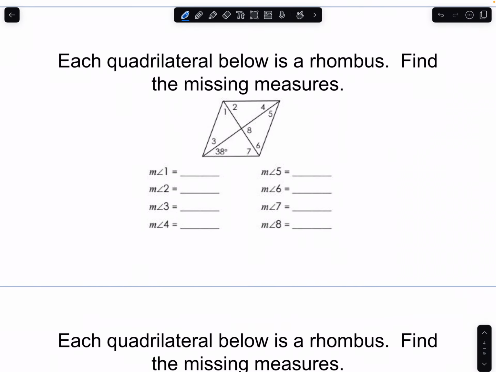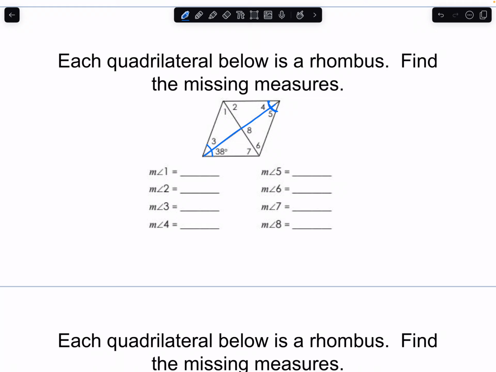Let's talk about angles now, okay? So here I am missing a lot of different angles. I want to make sure that I'm able to find any missing angle as long as I'm given one of the angles, okay? The thing to know from here is that the diagonals are going to bisect each angle. So each diagonal will cut the angle in half, which means angle 4 will equal angle 5.